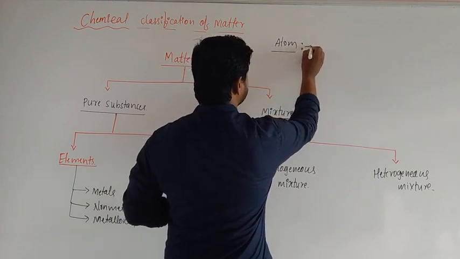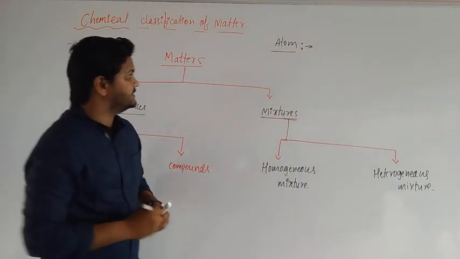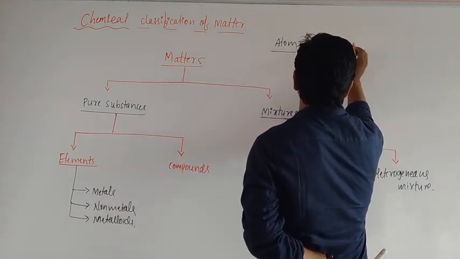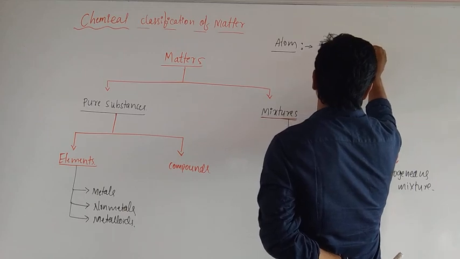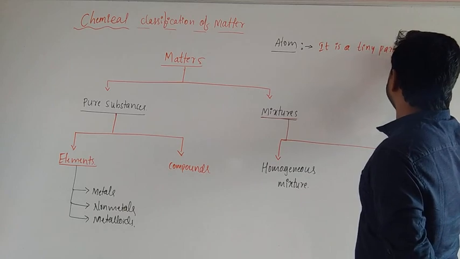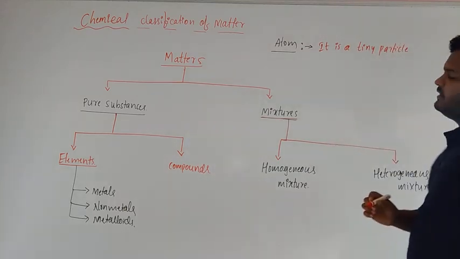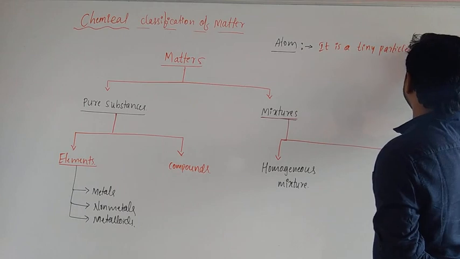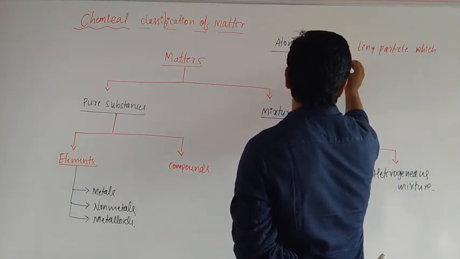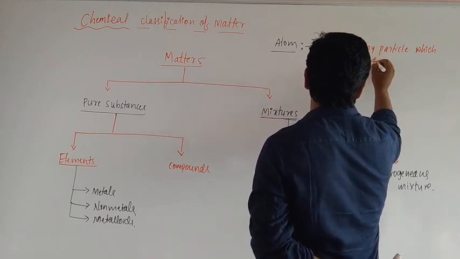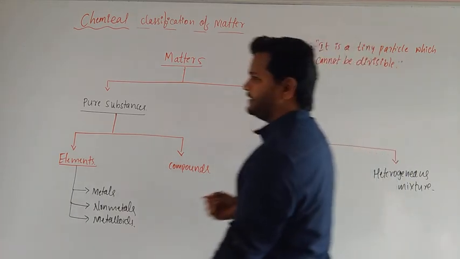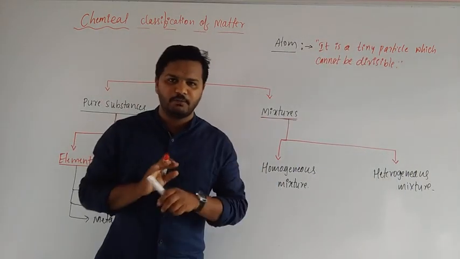Actually this is a basic thing, we should know this first. Okay, atom means it is a tiny particle, means smallest particle, which cannot be divisible. Student, atom means it is a tiny particle which cannot be divisible.